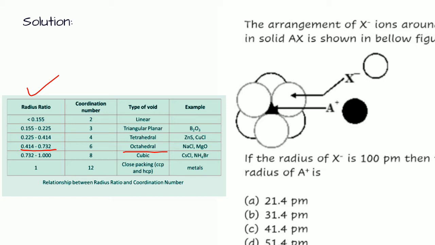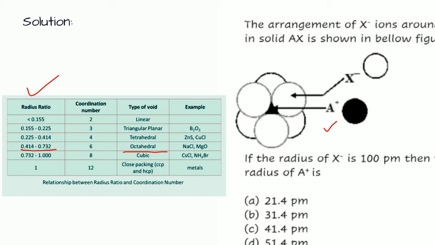And if the type of radius ratio is not mentioned in the question, then you have to use that limit, which is 0.414. We already know that the octahedral void is occupied by the cation, and the constituent particles or lattice sites will be occupied by the anions. Here it is shown in this figure also, the octahedral void is occupied by the cation which is A positive ion.